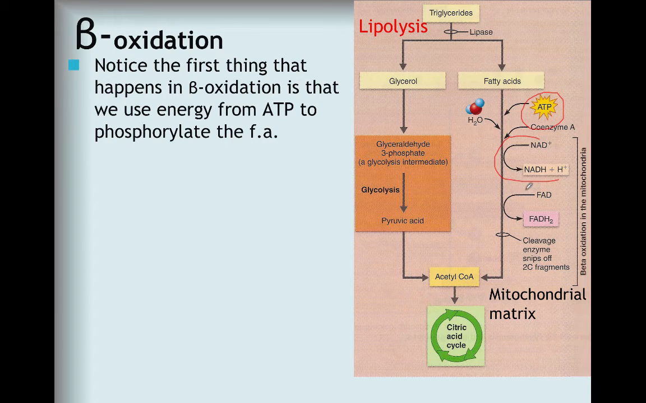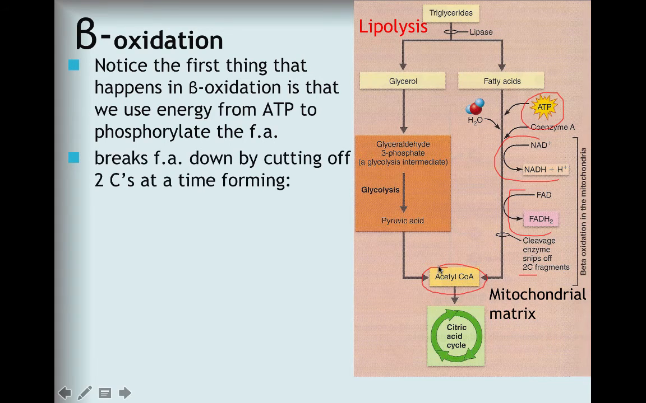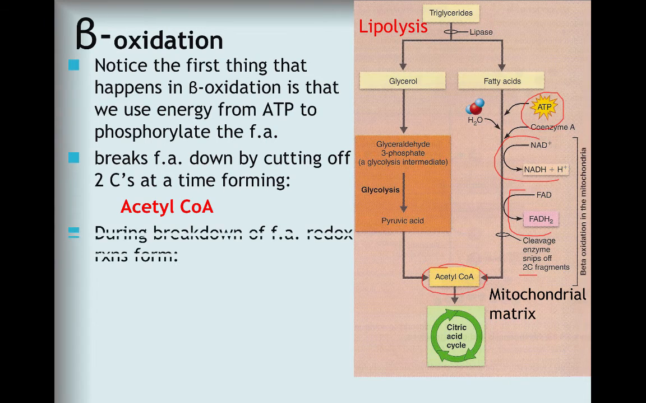We get NADH, we reduce FAD to FADH2, and then we chop off a 2-carbon fragment, which is in the form of acetyl coenzyme A. And so there we go. We break off 2 carbons at a time, forming acetyl coenzyme A, and we also go through redox reactions in which we produce both NADH and FADH2.